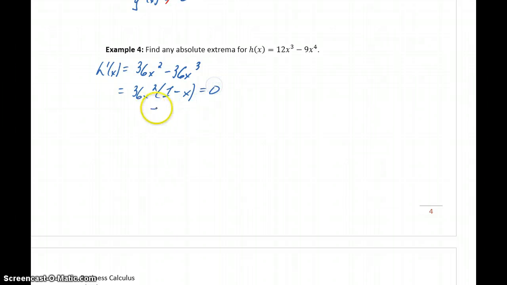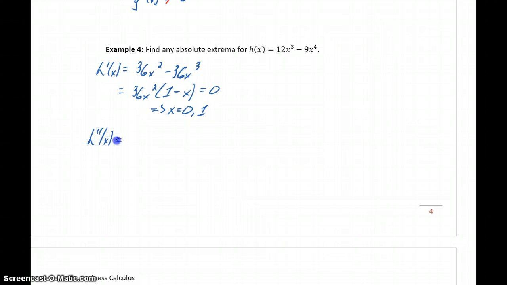So similarly in example 4, we'll start off by finding the first derivative of our function, which in this case will be 36x squared minus 36x cubed. We can factor out 36x squared, leaving us with 1 minus x. Setting that equal to 0 gives us two values for x to consider. We get both 0 and positive 1.